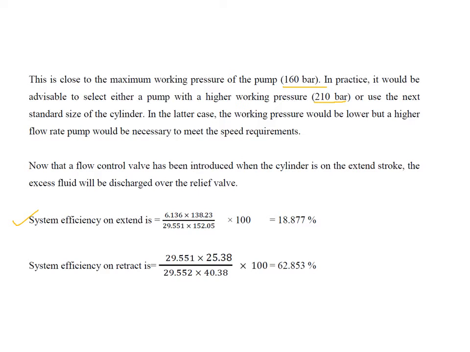Now the system efficiency calculation: this 6.136, which is the Q, that is the flow rate requirement, multiplied by the pressure, that is 138.23 during extension. While at the pump during extension, we know that the pump has to overcome the pressure relief valve setting, so that is 152.05 bar multiplied by the discharge, that is 29.55 by the pump. So the system efficiency becomes 18.87%.